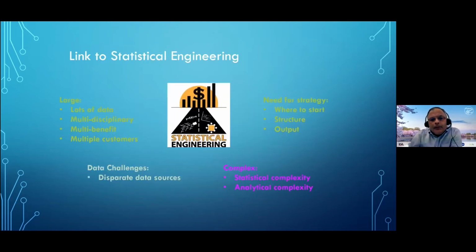So why this project relates to the statistical engineering? I think it's multidimensional on several levels. So first, there are lots of data that's dispersed across multiple studies. So we have to integrate information across studies and products. Also, a multidisciplinary team is involved. You need to have a product researcher, statistician, and so on. Also, multiple benefits and then multiple customers. You can have a retailer, sales teams, you can have product researchers, or you can have other groups that benefit from this project and this program.